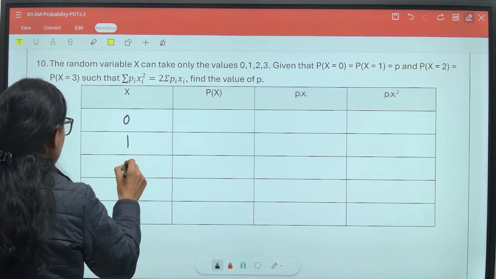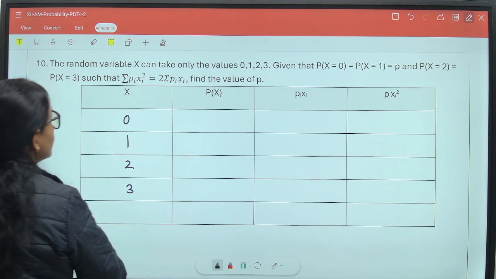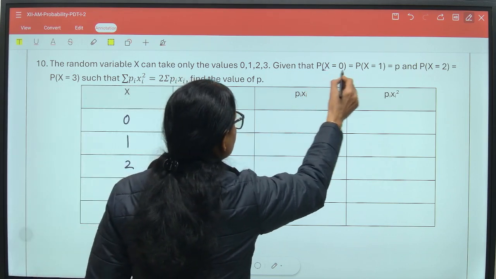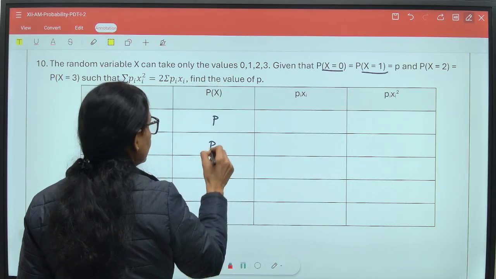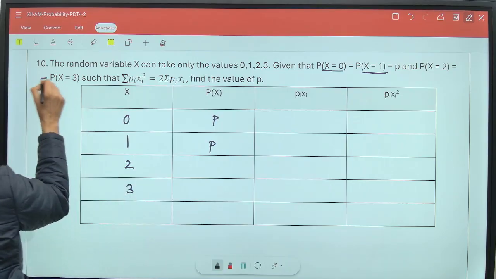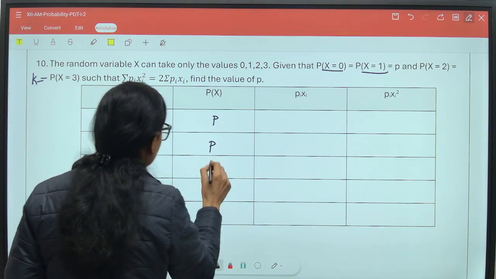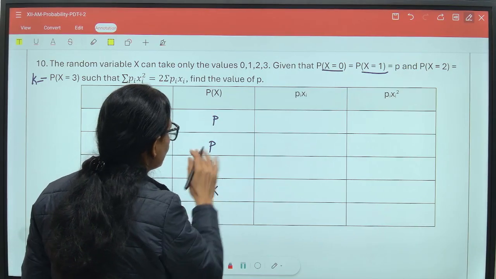So the values are 0, 1, 2 and 3. P of x0 is P. So let's write as P. 1 is also P. So let's assume for 2 and 3 it is equal to K. Let's take another constant. So it is K here and this is K here because both are equal.